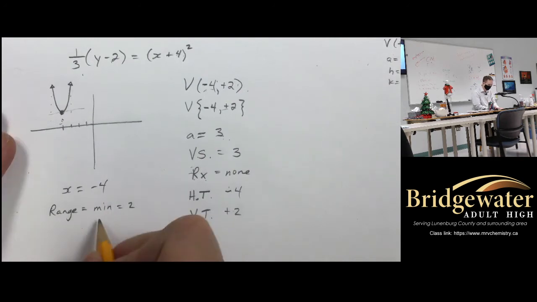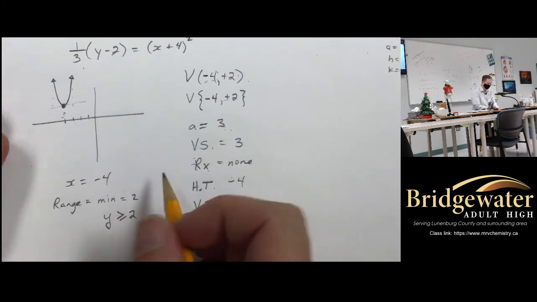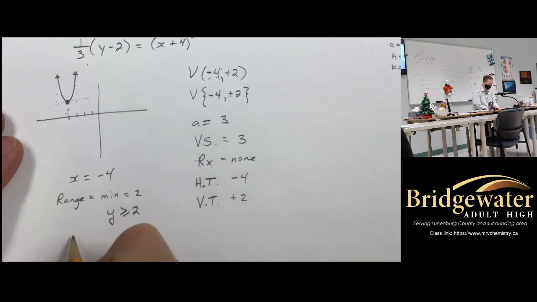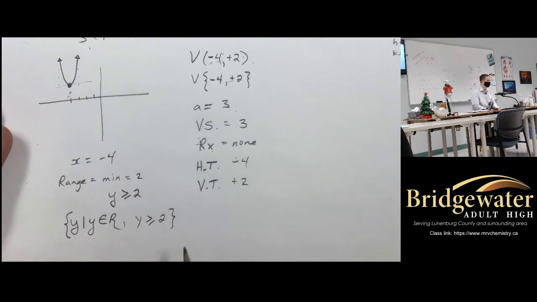So some people actually say, well, y has to be bigger than or equal to 2. Okay? Now, if you put minimum equals 2, that's fine. This is the fancy way of doing it in math. And the really fancy way would be to say, in set notation, y is an element of the real numbers, comma, y greater than or equal to 2, and put that into curly braces. That's the fancy way of writing it in mathese.